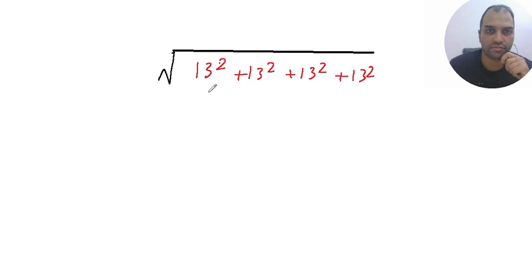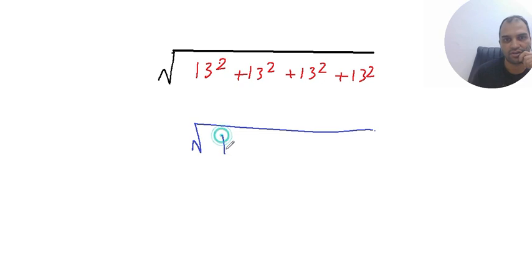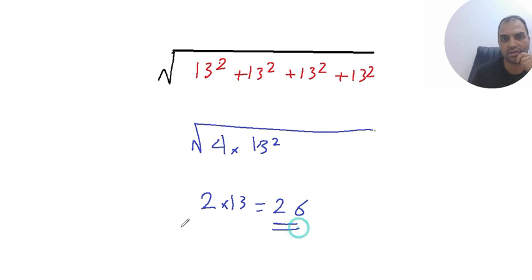Square root of 13 power 2 plus 13 power 2 plus 13 power 2 plus itself. We know 13 power 2 here was repeated how many times? Repeated 4 times. Then we can write the square root of 4 product by 13 power 2. Square root of 4 will be 2. The square root of 13 power 2 equals 13. The result will be 26. The answer will be 26.